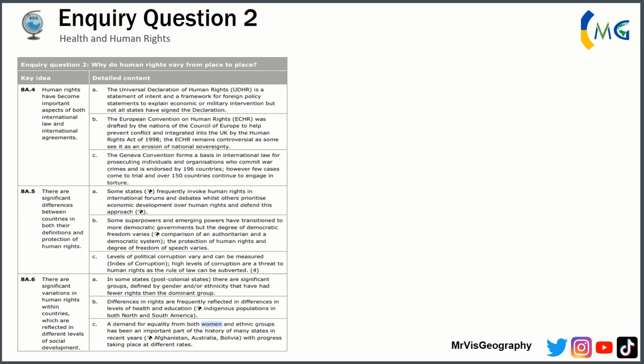We look at the difference between countries in terms of human rights. So in there we look at the levels, we look at corruption, we look at different types of countries, democratic versus authoritarian and dictatorships. How does a type of society, a type of politics affect the quality of its human rights law? And the final section, it says here, significant variations in human rights within countries. So we look at how human rights might be on the whole good in some places, but not everywhere for everyone. So we think of post-colonial states.